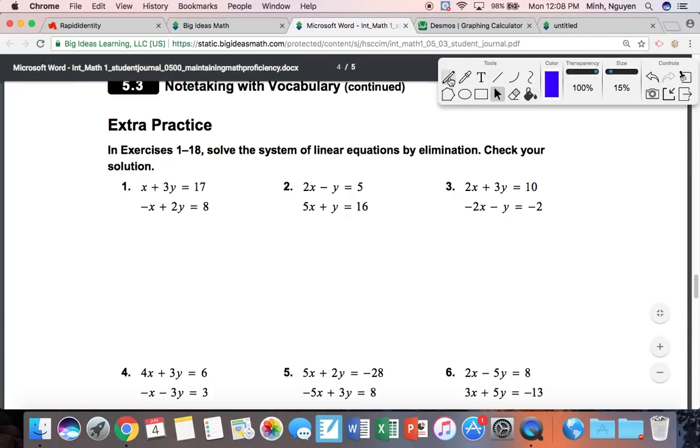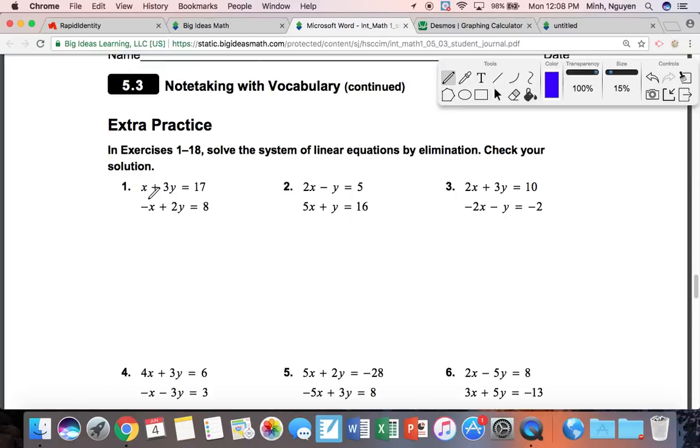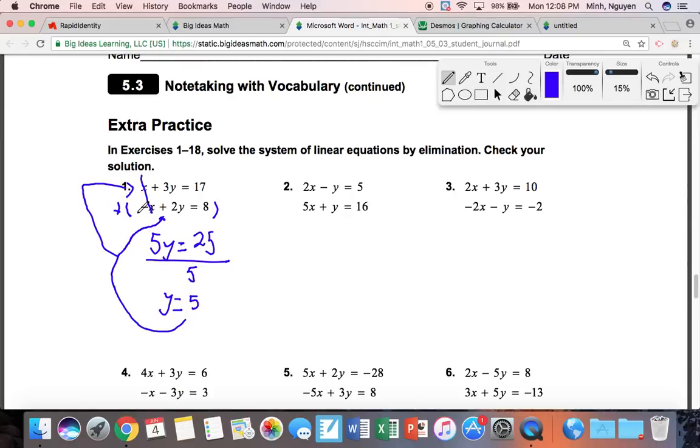So here, most obviously, they have the same coefficient or opposite. Sorry, these are opposite coefficients. So I can add or subtract. In this case, I will add because I want to eliminate them. So 1 plus negative 1 is 0. 3 plus 2 is 5. And 17 and 8 make 25. Divide both sides by 5. Y equals 5. And you guys go find x by plugging the y back into either one. You will get the same answer, either one, to get your x.